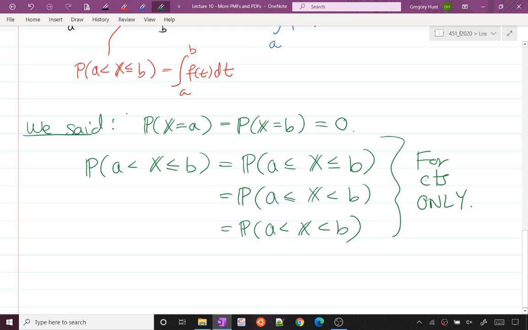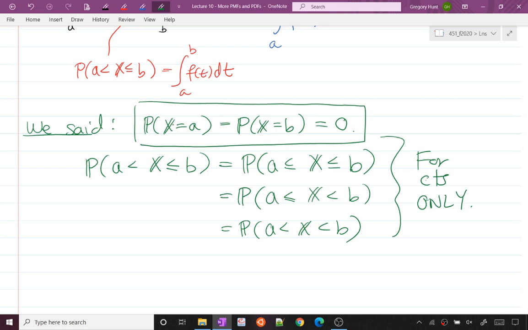The reason is that I can include a or include b or not include a or not include b with impunity, because the probability that I'm at a or b is 0. For a continuous random variable, the probability I'm at an individual point is 0. The probability I'm in some interval may or may not be 0, but including a or not including b, etc., all that's going to do is add or subtract 0 to my answer. It doesn't change my answer. I don't actually really care.